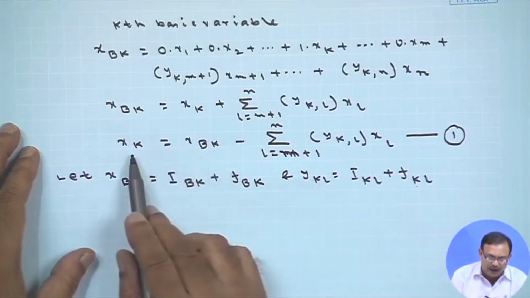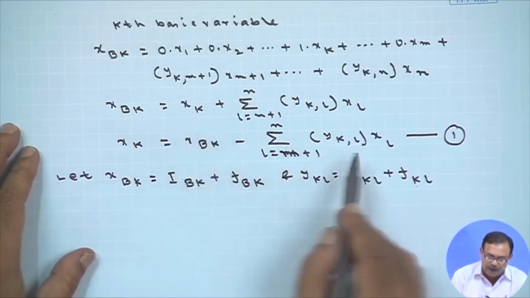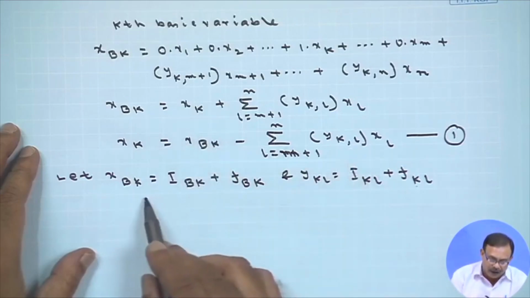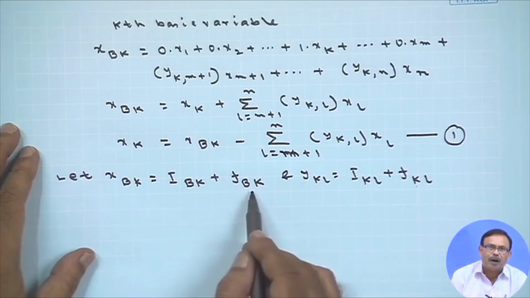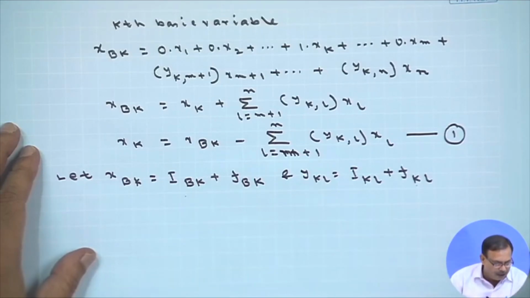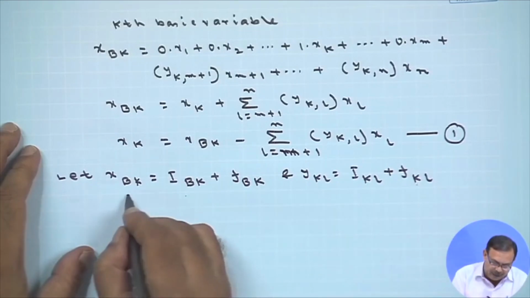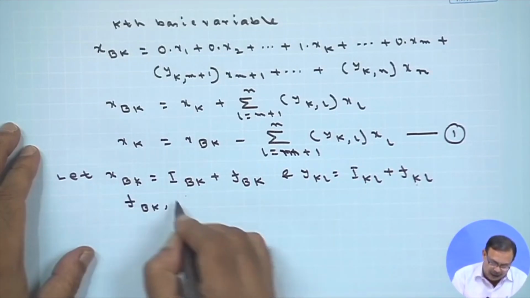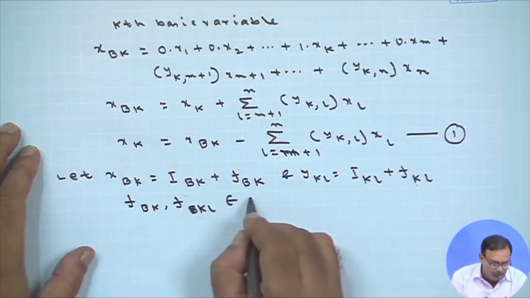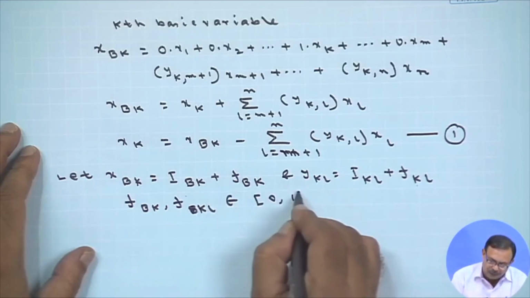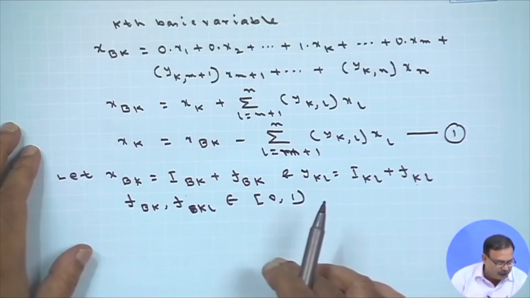Since we are assuming that xk is non-integer, the coefficients xbk and ykl we are writing in terms of the integer part plus the fractional part, like this: ibk plus fbk, where of course fbk and fkl both belong to 0 and 1. Both belong to 0 and 1. Note this one is the open bracket.